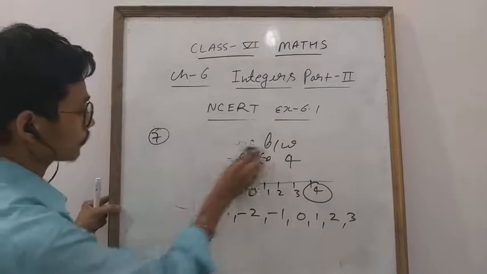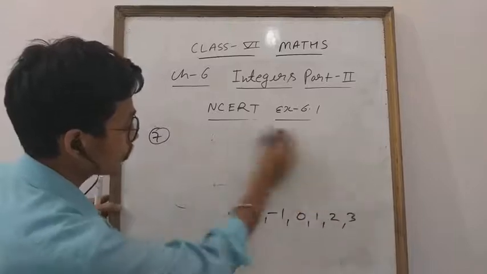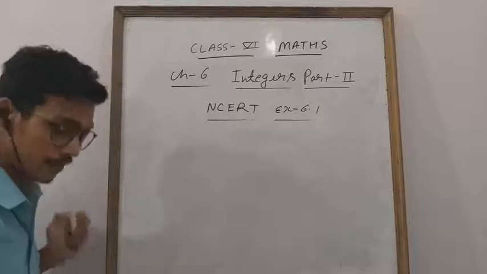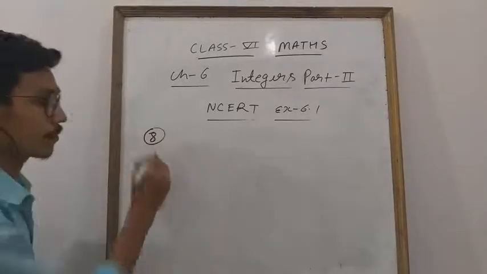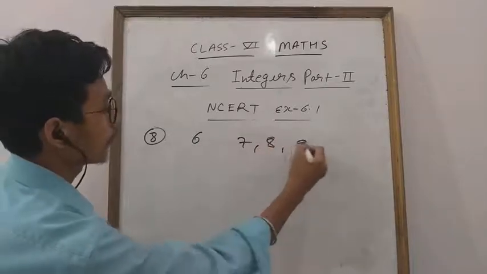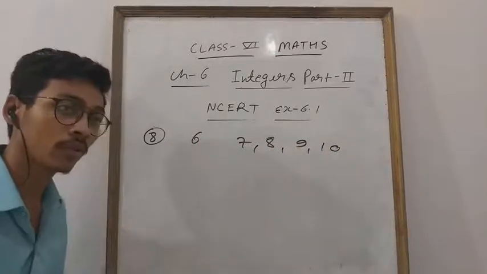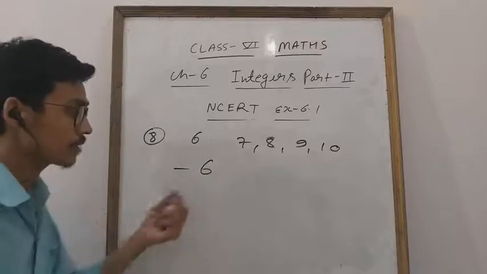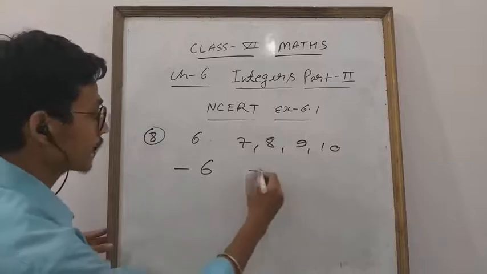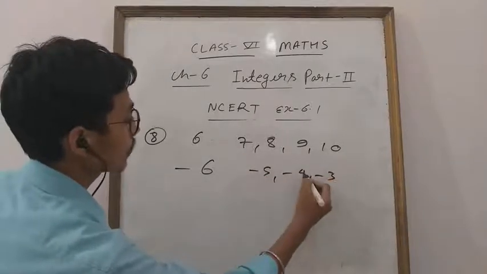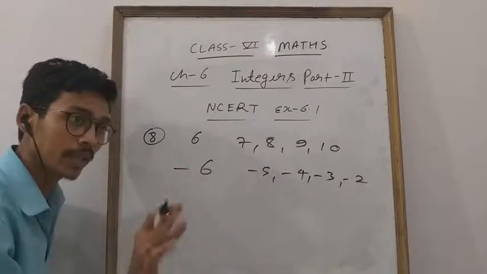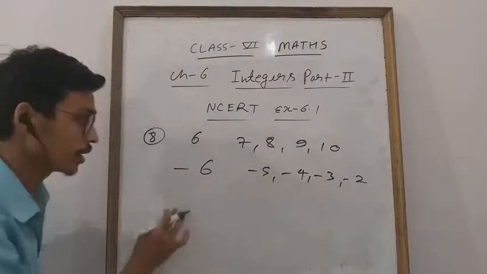Question number 8: write 5 numbers which are greater than 6. You can write down 7, 8, 9, 10. But if I want to know 5 numbers which are greater than minus 6, what will you write down? You will write minus 5, minus 4, minus 3, minus 2. Because I explained that in negatives, the smaller number is greater. So this is your answer.